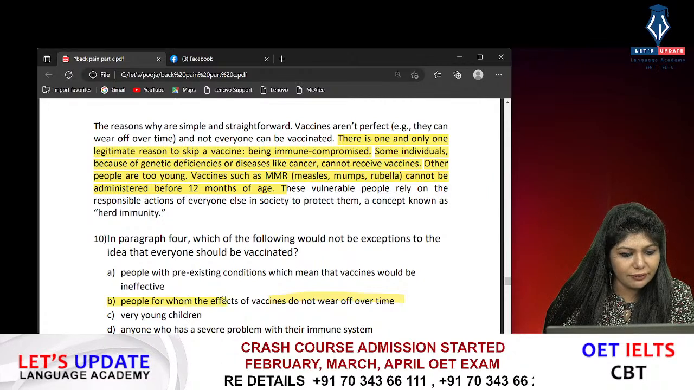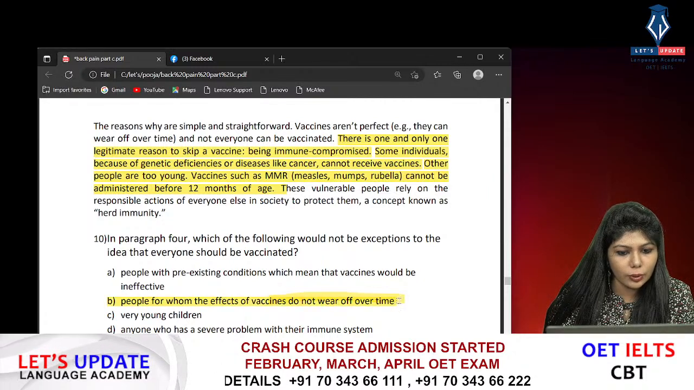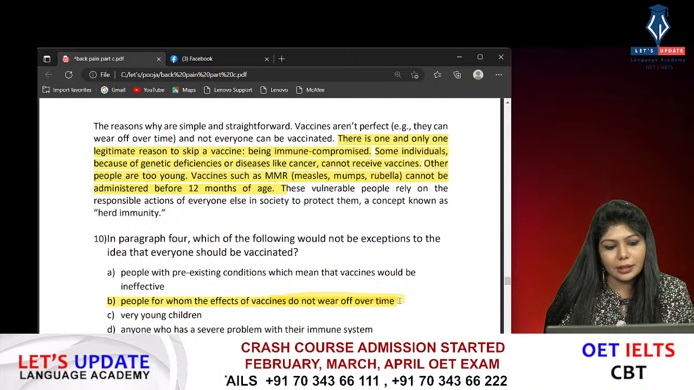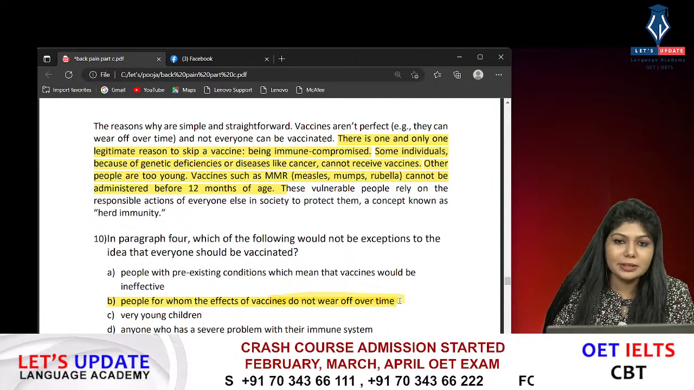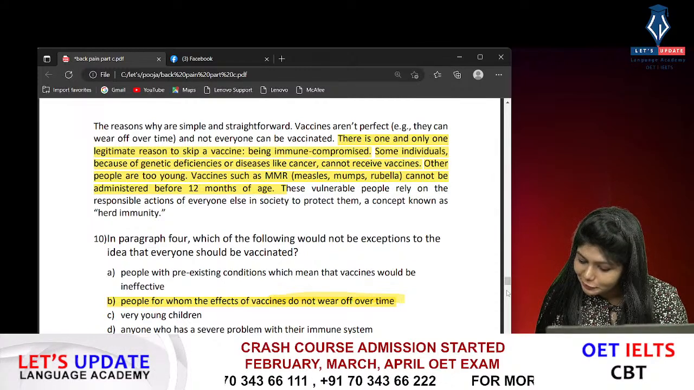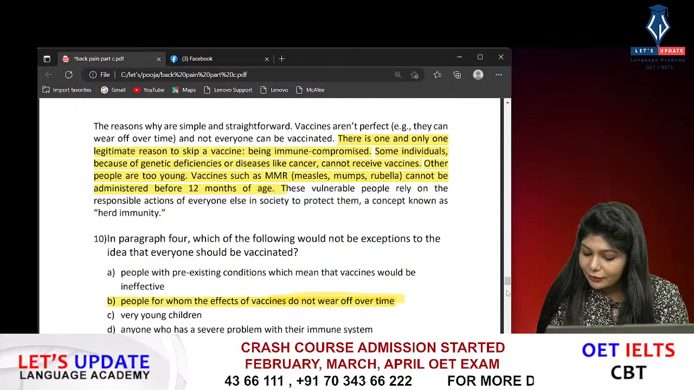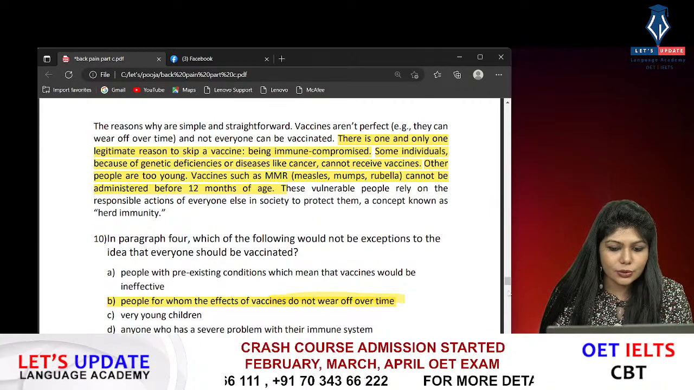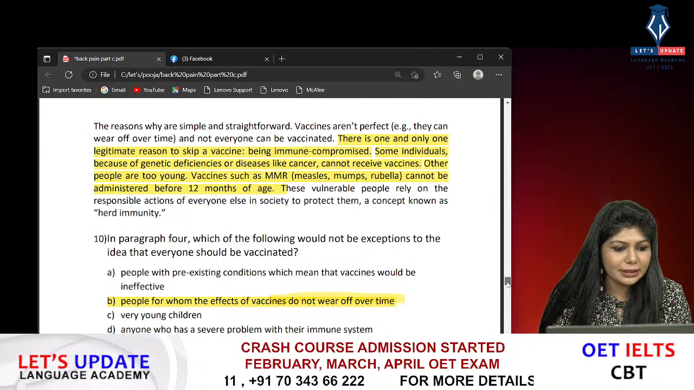People for whom the effects of vaccines do not wear off over time. Only these kind of people can receive the vaccine. So I hope I'm clear, and you have understood this. Yes, so congrats to all those who have answered it correctly.